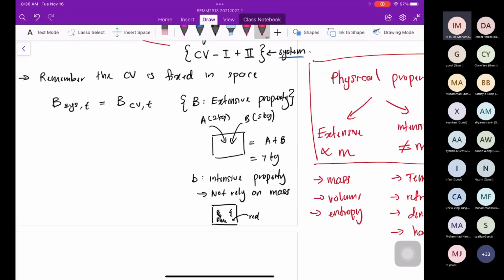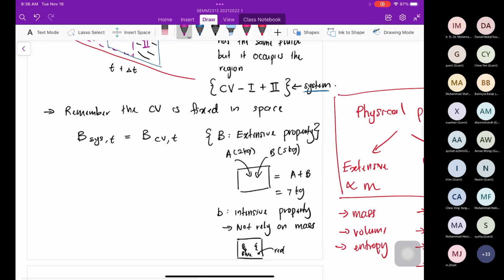So remember, the CV is fixed in space. So let's start with the time t. At time t, B of the system, that means the extensive property of the system, you can imagine. The extensive property can be mass, volume, entropy, that changes with mass. For the time being, you need to imagine B as the mass. The mass of the system at time t coincides with the mass of the control volume at time t.